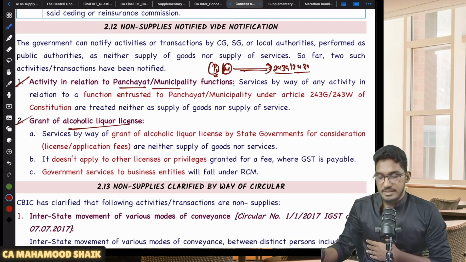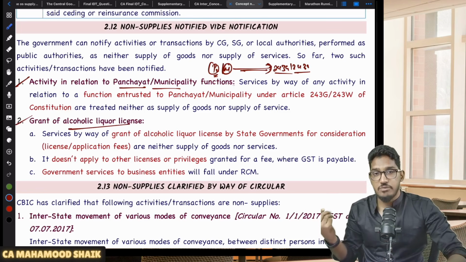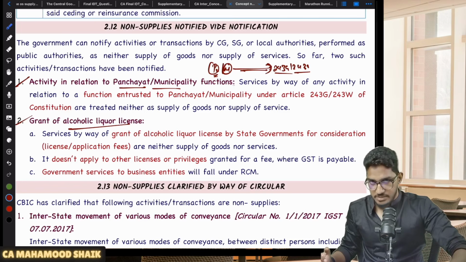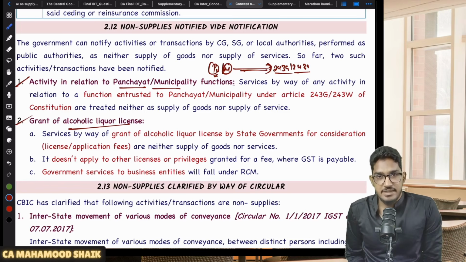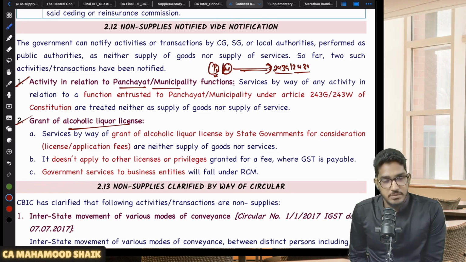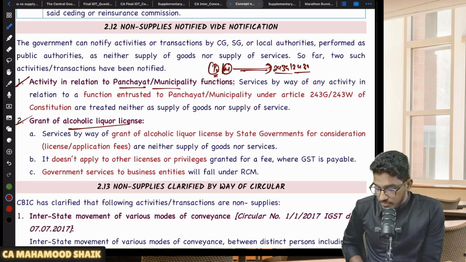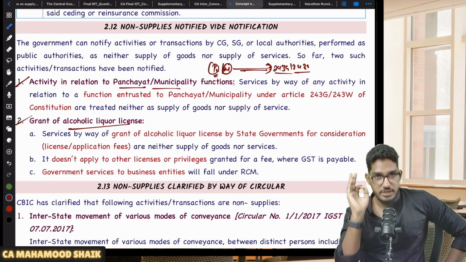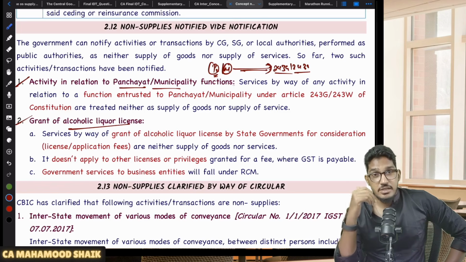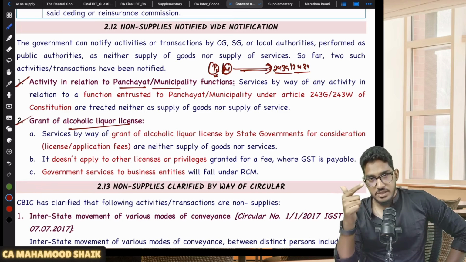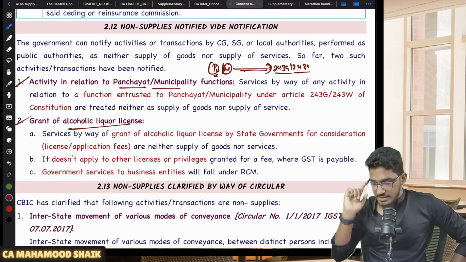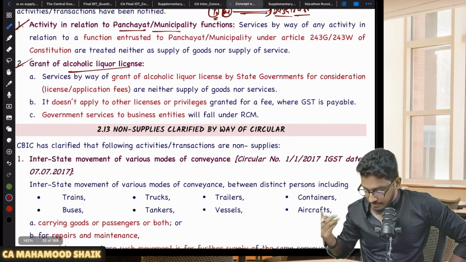Similarly, grant of alcoholic liquor license. Today, if I want to open a bar where I want to sell alcoholic liquor for human consumption, I need to get a license from the state government. If I pay a certain amount of money, the state government will give me the license. Now they say that the license provided by the state government for alcoholic liquor for human consumption is also not treated as supply. On that license, there will be no GST. But here you have to be very careful. Only grant of license for alcoholic liquor for human consumption is covered. If they are granting other licenses like telecom licenses or mining licenses, those will be treated as supply, and GST will come. Only the grant of alcoholic liquor license is not treated as supply. Other licenses will be taxable.